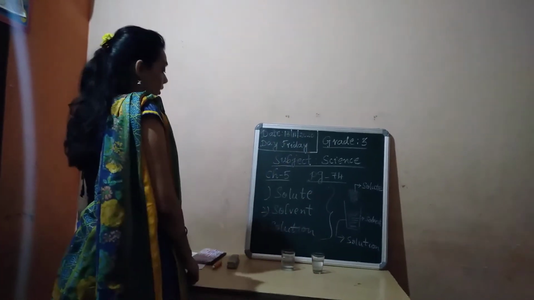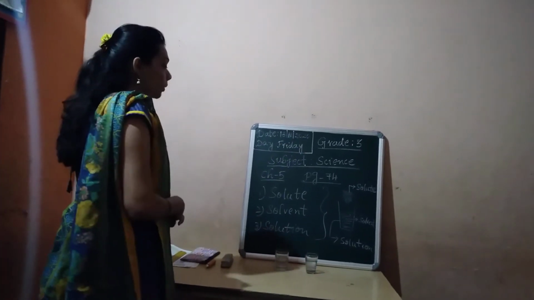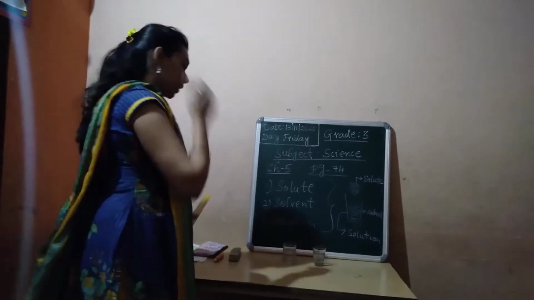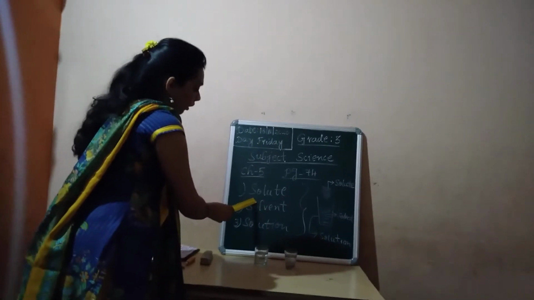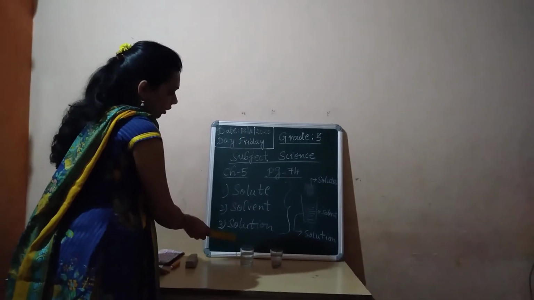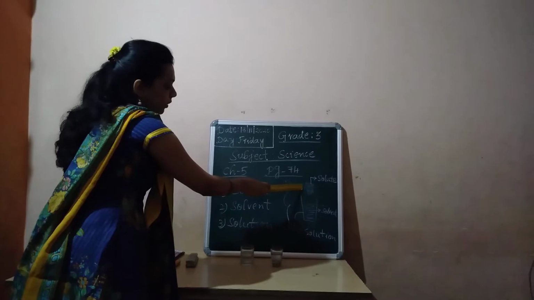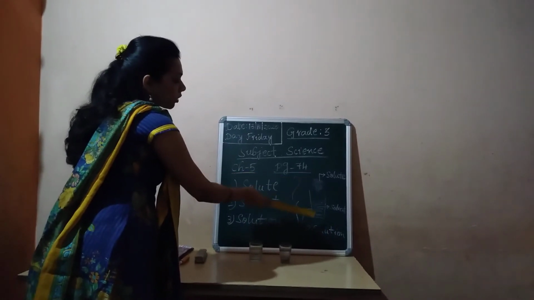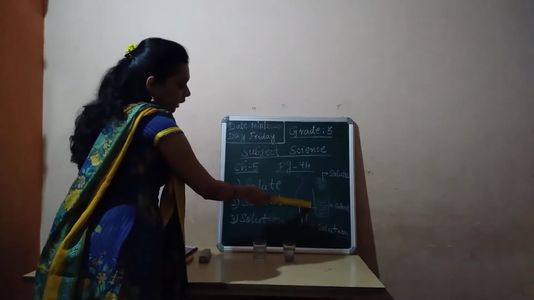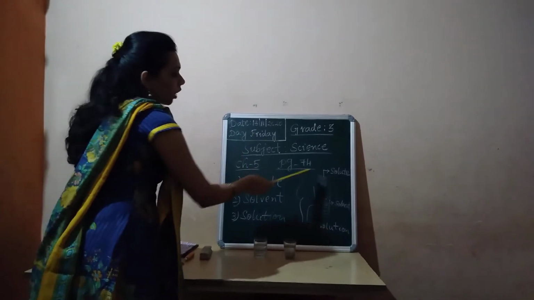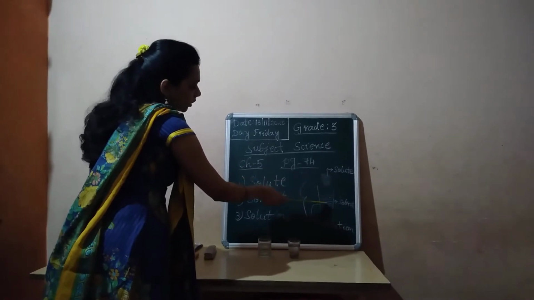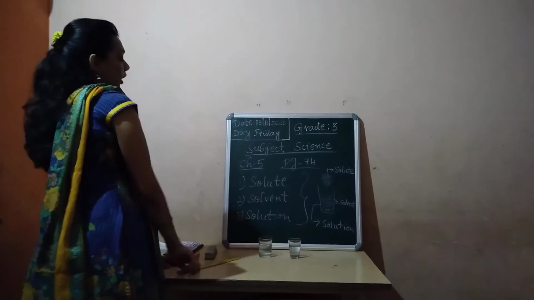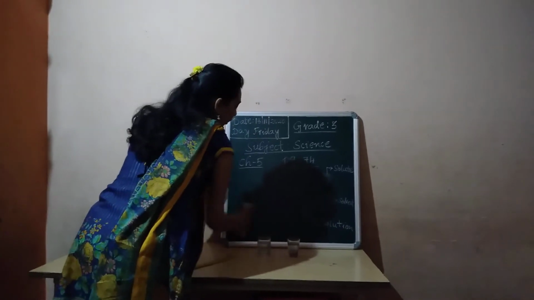Next we are going to see about soluble substances and insoluble substances. I'll repeat again, children, don't get confused. Solute, solvent, solution. Solute is a substance, maybe sugar, salt, glucose, sand, whatever. Solvent is a liquid in which we are going to dissolve. So the mixture of solute and solvent gives the solution.